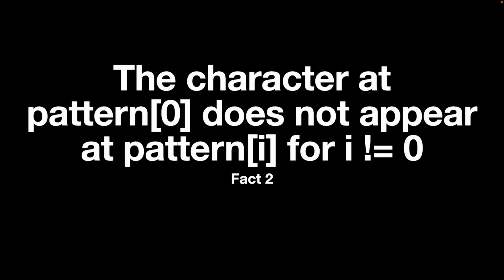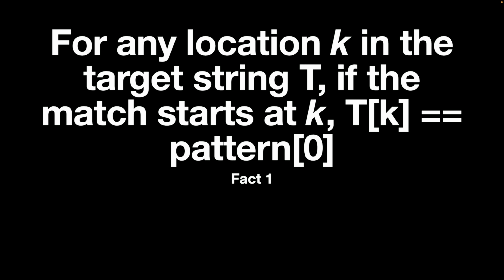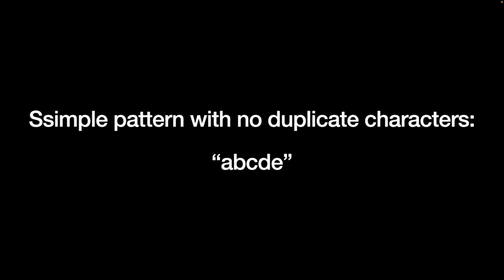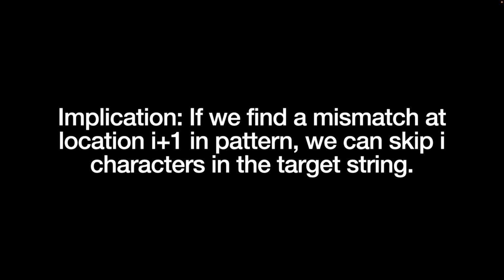We also know, this is our second fact, and these both seem trivial, but don't worry, they'll be used together in a second. The character at pattern 0, that is the first character in the pattern, doesn't appear anywhere else in the pattern. And we know this because we just said a second ago that we're considering a special pattern that only has unique characters in it. The implication of this is that if we find a mismatch at some location in the target string, we can skip I characters in the target string and we don't have to do what we did in linear search, that was comparing each of the characters over and over again from the start.